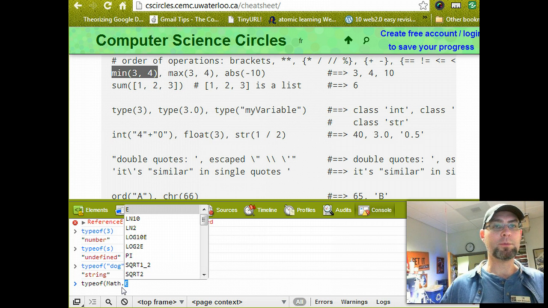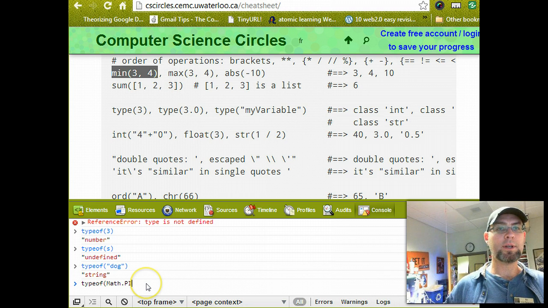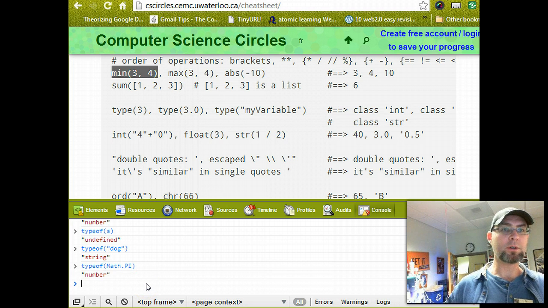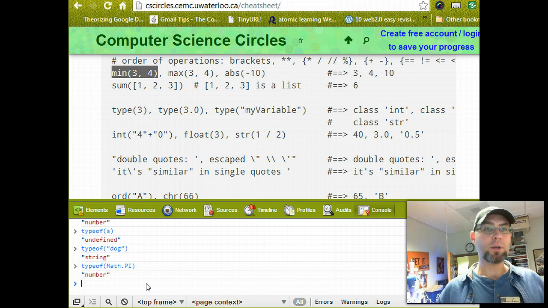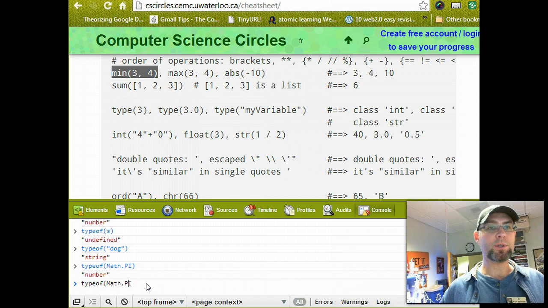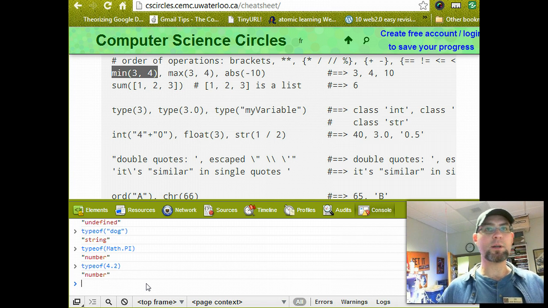Okay, type of, let's try math dot pi. And that's a number. Okay, that makes sense. So that lets us figure out what kind of things are. And I wonder if it's any different if we do type of like 4.0, 4.2. That's also numbers. So far strings and numbers are all we get.